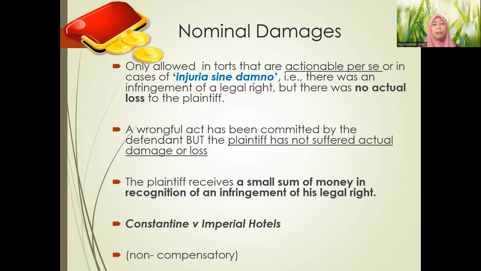Because of that, the plaintiff only receives a small sum of money in recognition, to recognize that yes, your right has been infringed. We agreed, but then we cannot give you a big amount of money. So again, nominal damages are under the category of non-compensatory, because it is just a small amount of money. It's not really meant to compensate. Okay, we go to the next slide.